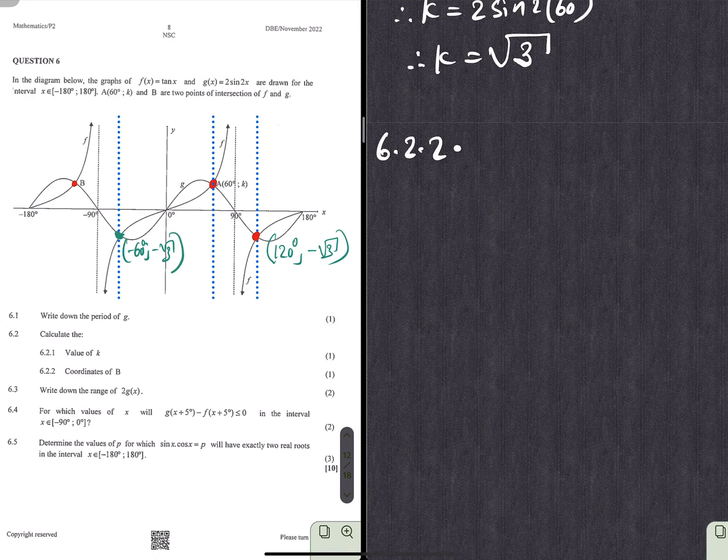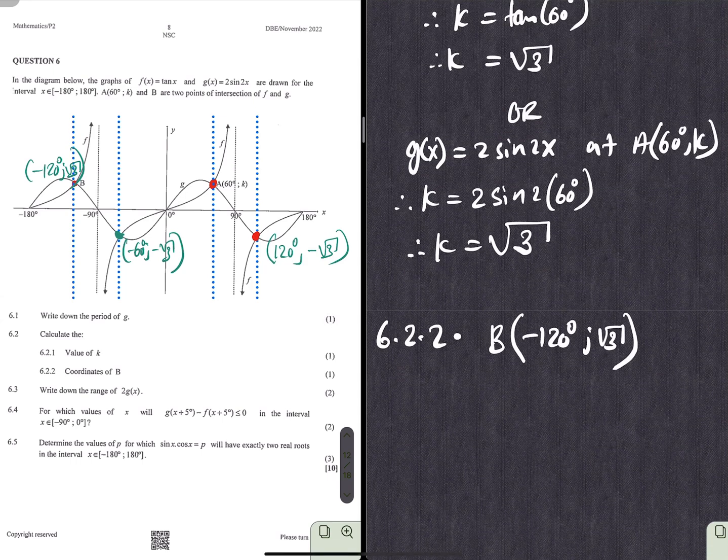Check something here also. If I move to point B, that is 60 degrees from this point to that point B. It means at point B, if I add 60 to the left, I'm going to get negative 120. That means B is negative 120, and the y value there of k remains a positive root 3. So point B is negative 120 degrees and the square root of 3.